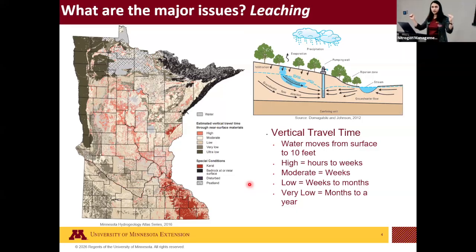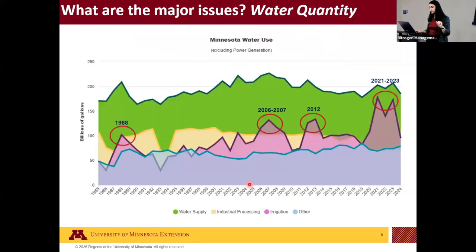And then also the wells, there is interference with that too. Another important issue that we are recently looking at is water quantity. So this is the trend of water use, billions of gallons, and then on the x-axis you see years and different sectors that are using these groundwater resources.